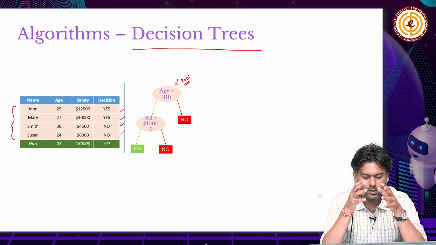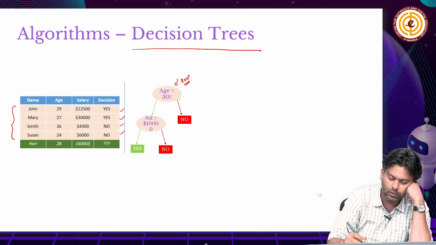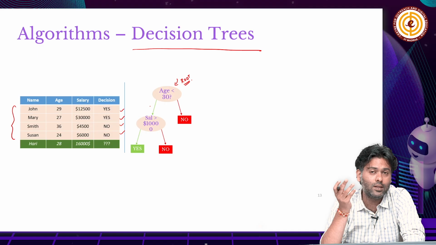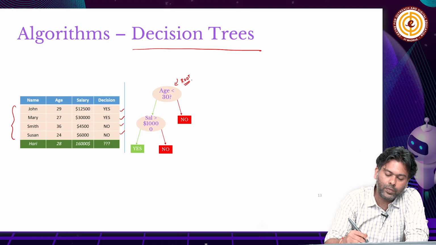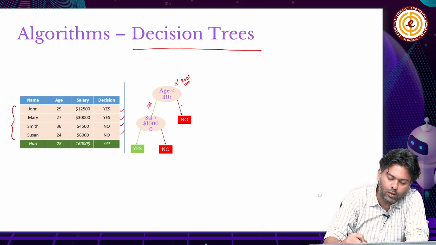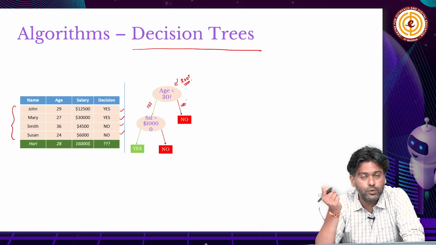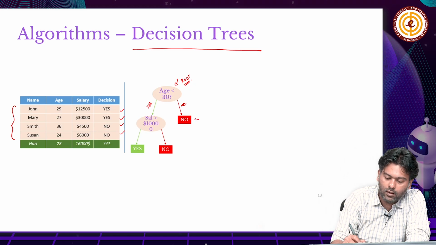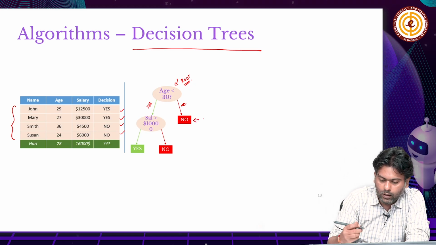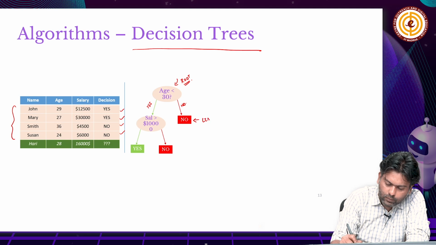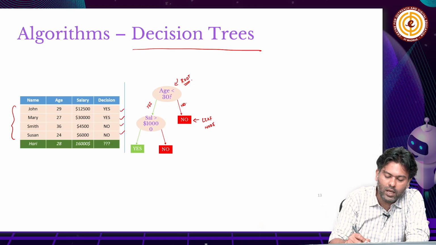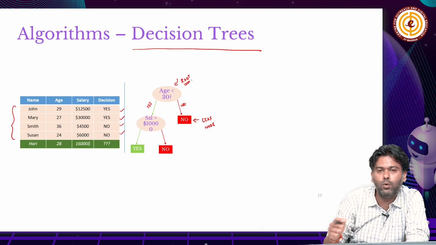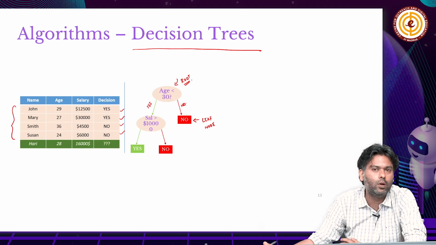So if the answer is no, then sorry, the age is less than 30, the answer is yes, right? Hari is 28 years old. So in this case, the answer is yes. So this is the yes branch and this is the no branch. Now, if the answer was no, then the decision, so this is what is called a leaf node, where a decision is made. No longer are you asking questions. So if the age is greater than 30, then immediately you go to a leaf node and you say, no, the loan cannot be granted.